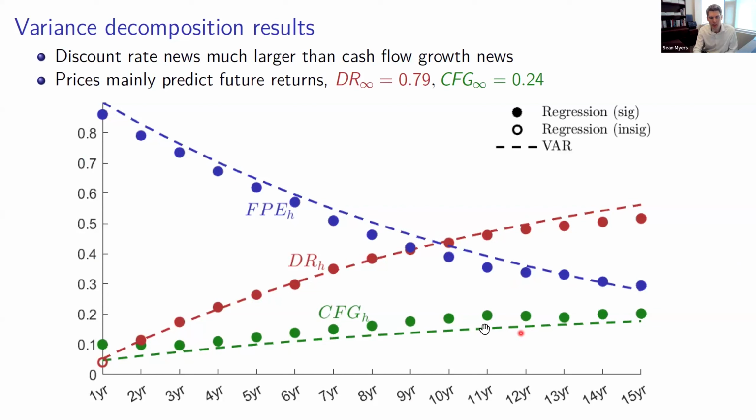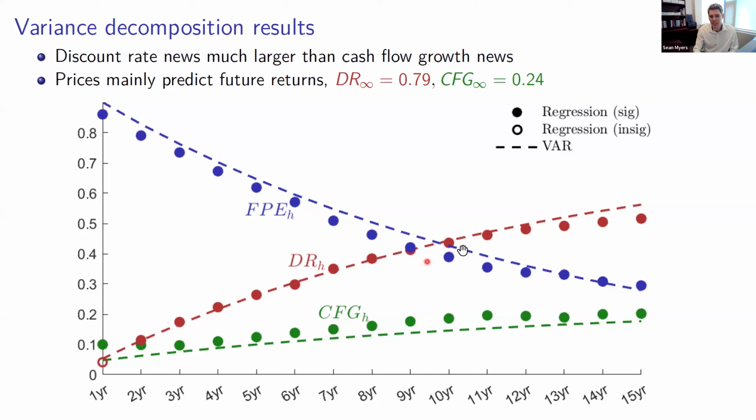Now, the main outcome here is that we see that high price earnings ratios do predict higher future earnings growth. So growth firms do have higher earnings growth than their peers, but it's only enough to justify about 20% of the differences in price earnings ratios. So what we see is that the cash flow growth news is just quantitatively not very large.